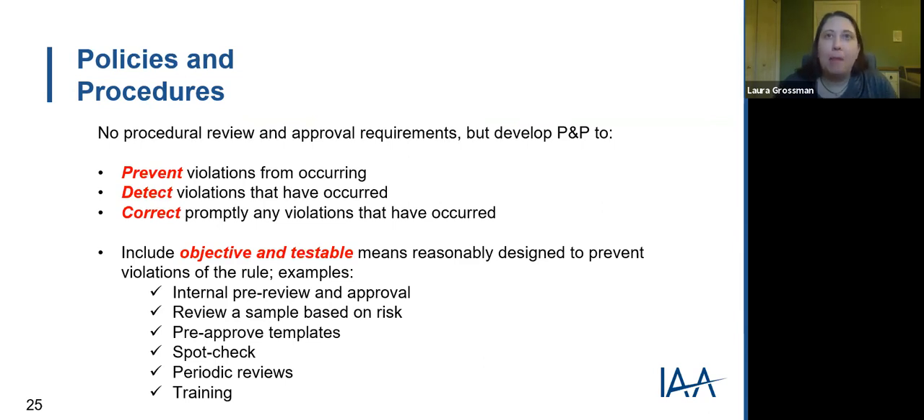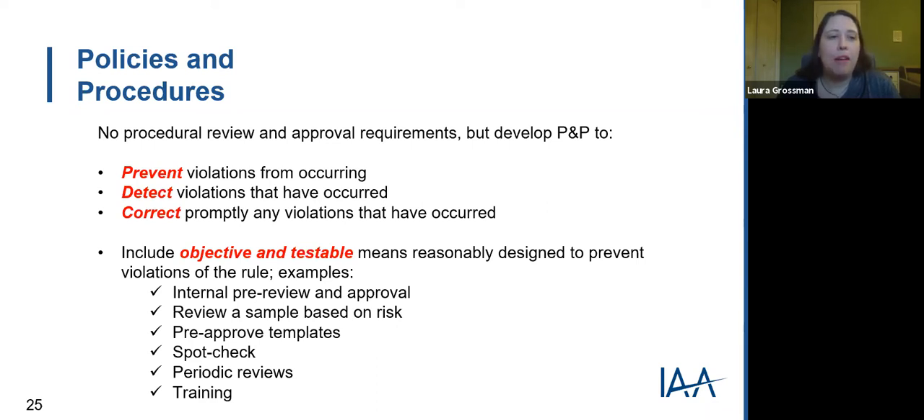The Commission says in the adopting release that for compliance policies and procedures to be effective, they should include what they call objective and testable means that are reasonably designed to prevent violations of the rule. And they give the examples listed here of ways to establish those objective and testable compliance policies and procedures. Internal pre-review and approval is listed because even though it's not required, it could make sense for some firms. But if you don't want to do that, other effective methods could include reviewing a sample of advertisements based on risk or pre-approving templates.